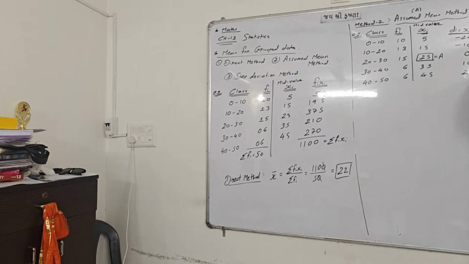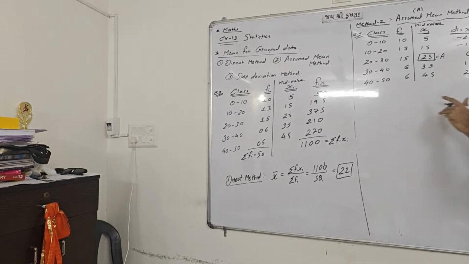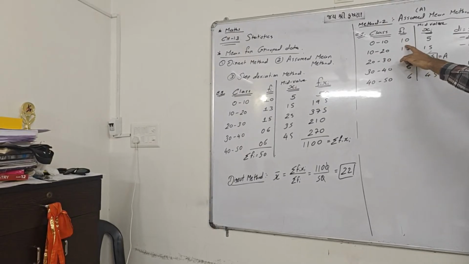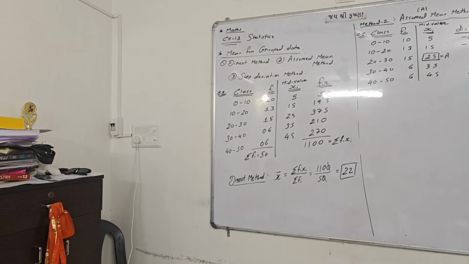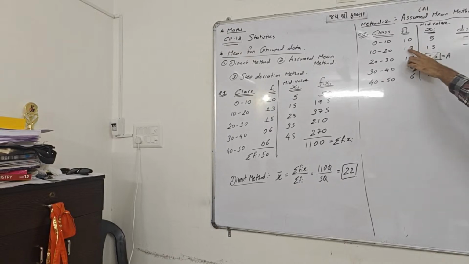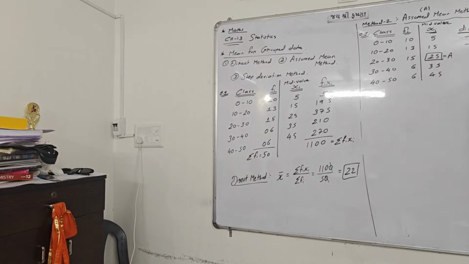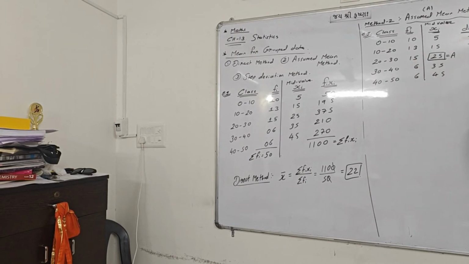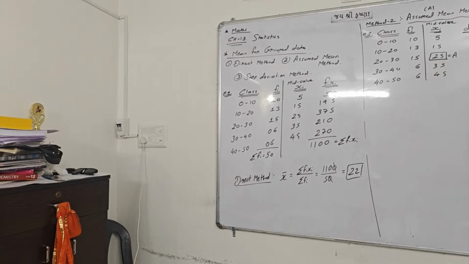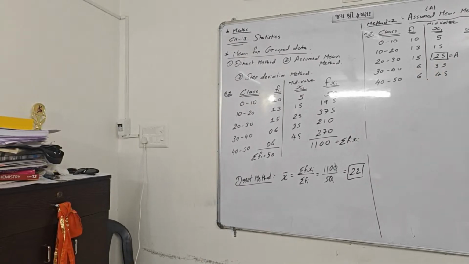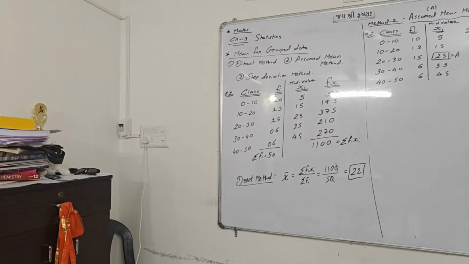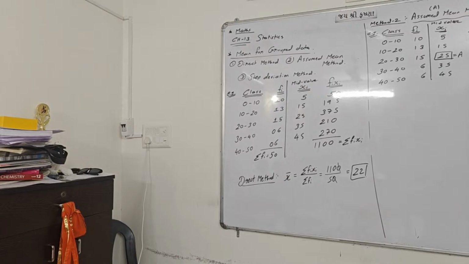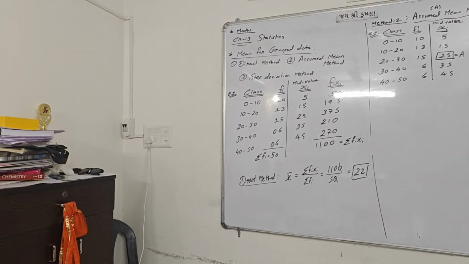Now we have to find out fidi. Means you have to multiply these two columns, this and this. What is 10 into 20? So negative 200. What is 13 into 10? Minus 130. What is 15 into 0? 0. 6 into 10 and 6 into 20. So total positive value is 180. Total negative value is minus 330.